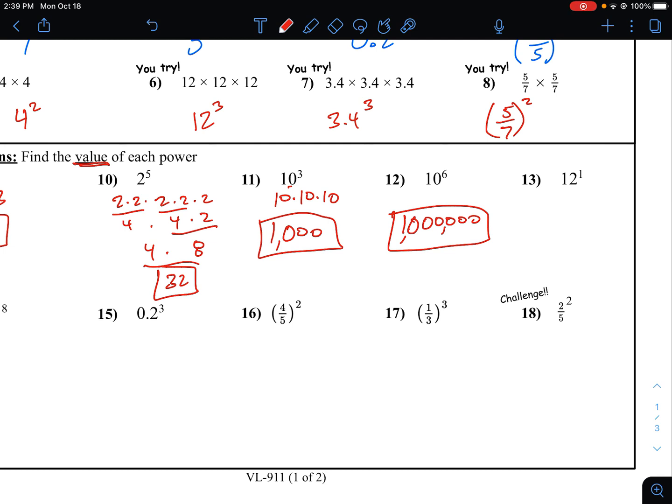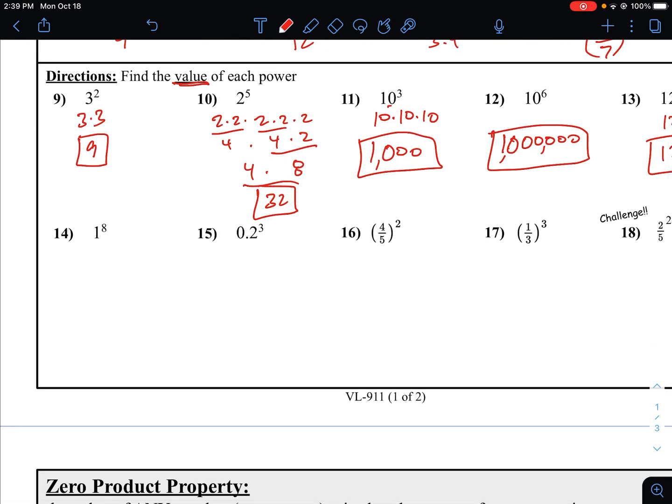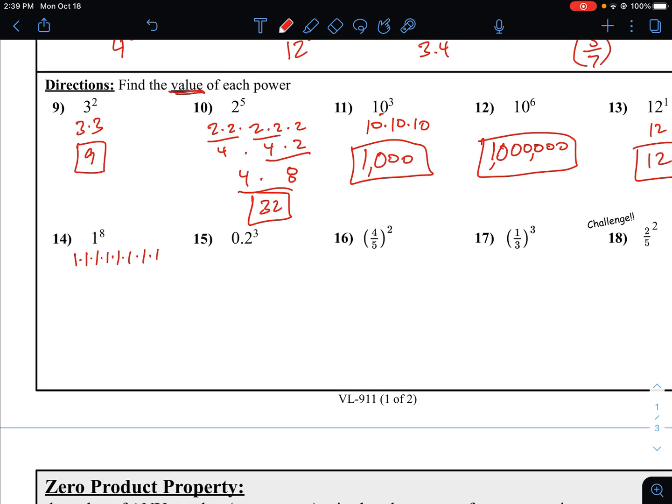12 to the 1st power, it's 12 times itself once, which means it's just 12. Well, you're not timesing it by itself, but you just have the number 12 once. You're not multiplying it by anything. 1 to the 8th is 1 8 times, 2, 3, 4, 5, 6, 7, 8. So 1 times itself 8 times, and you might be thinking, oh yeah, that answer is 8. Nope, it is 1, because when you multiply 1 by itself a bunch of times, it's still 1.